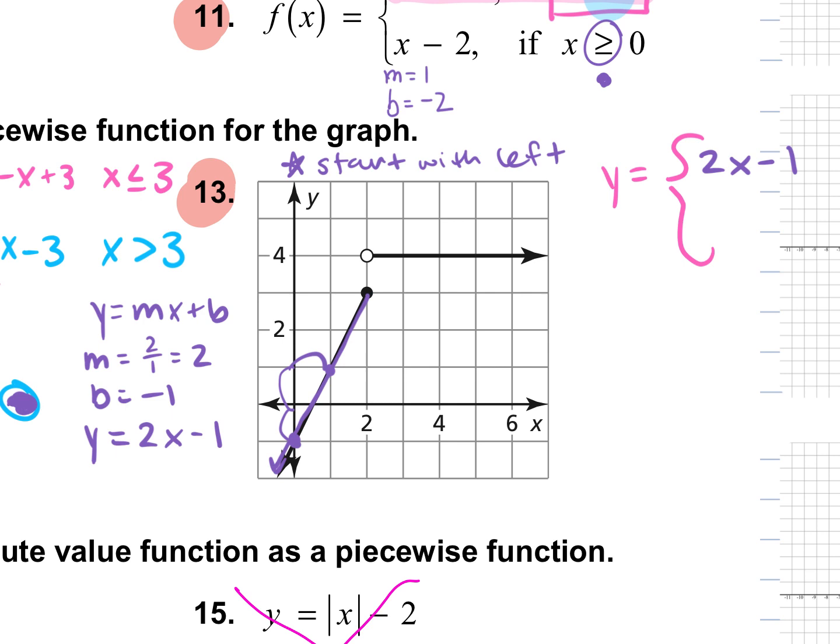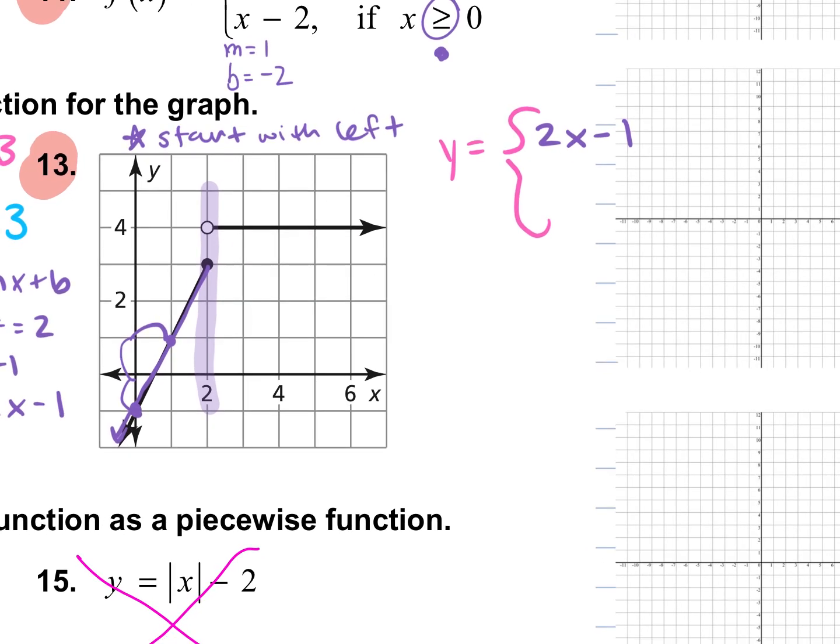Now we need to write our restriction for the x value. Our graph stops here. So at what x value does our graph stop? 2. Our graph stops at 2. Are we talking about values that are less than 2? Less than. Yeah, less than 2. Awesome, less than or equal to, because it's a closed circle, so less than or equal to 2. All right, let's find the second piece.